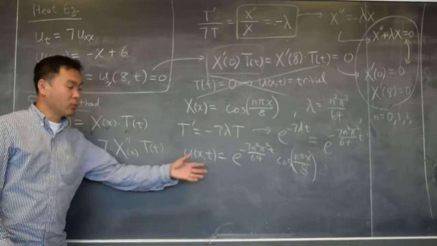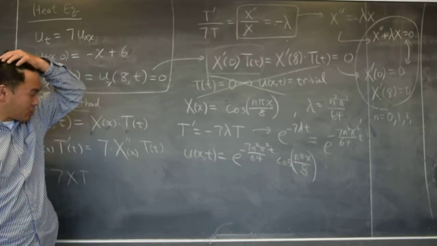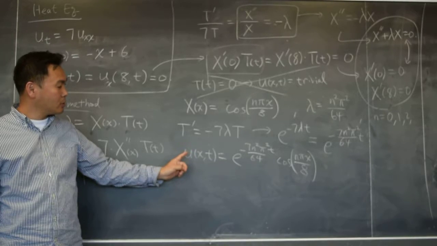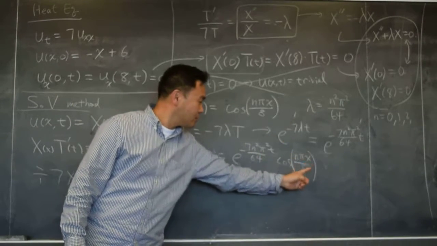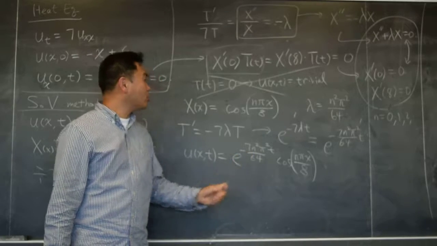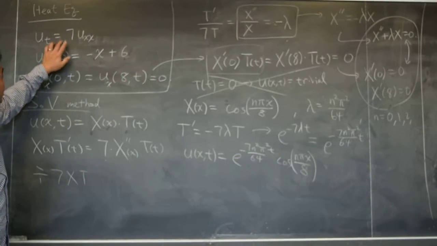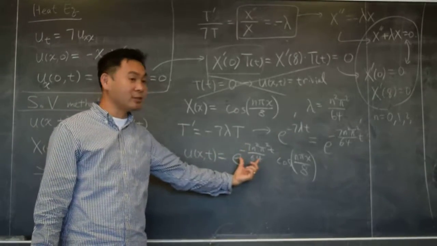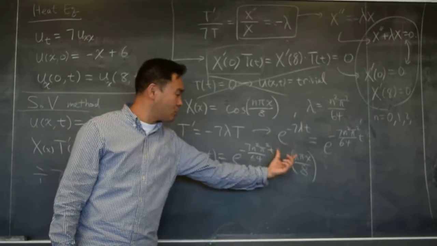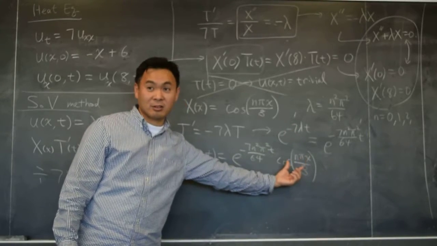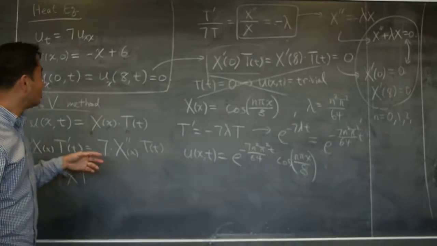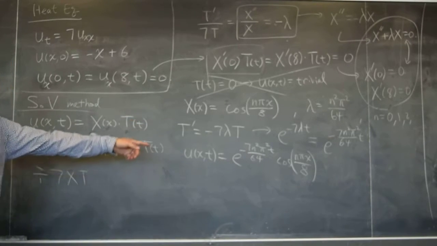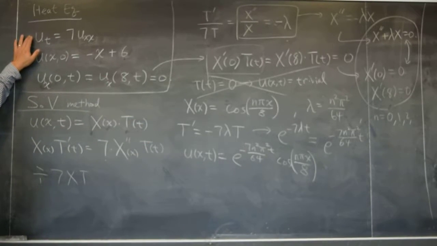And for those people who are struggling to find out what's going on, let me try to explain a little bit here. So if you have this, this is going to satisfy this equation, the heat equation. You can check. If you differentiate this once in t, and if you differentiate this function twice in x, and multiply by 7, you'll see that these two are equal, if you do it. So this certainly satisfies the heat equation itself.